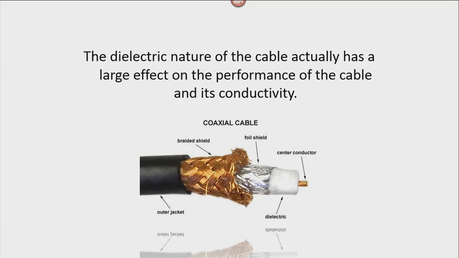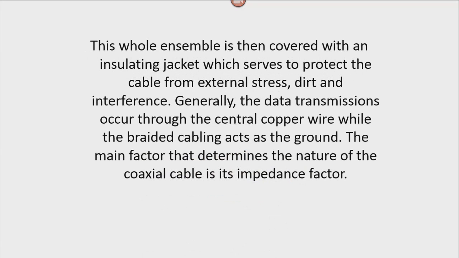The dielectric nature of the cable actually has a large effect on the performance of the cable and its conductivity. This whole ensemble is then covered with an insulating jacket which serves to protect the cable from external stress, dirt, and interference. Generally, the data transmissions occur through the central copper wire, while the braided cabling acts as the ground.